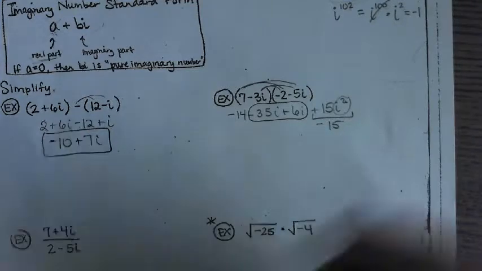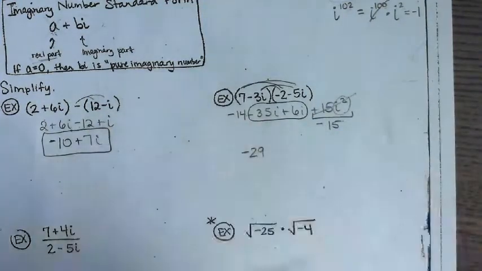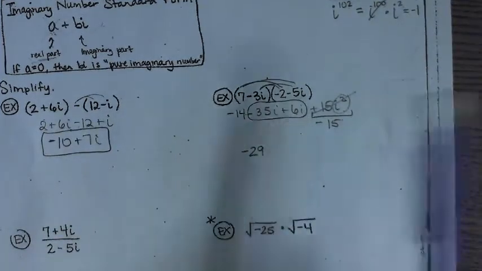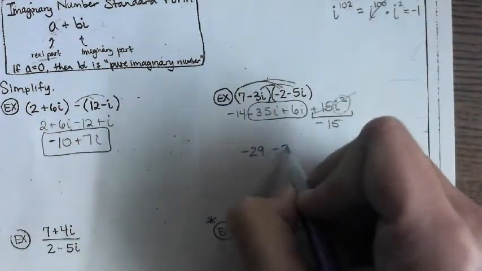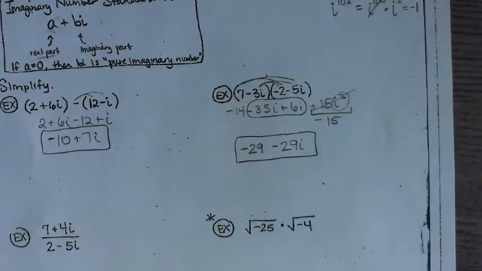Yes? So then negative 14 combined with negative 15 would be negative 29, and negative 35i plus 6i will be negative 29i. Any questions on that?